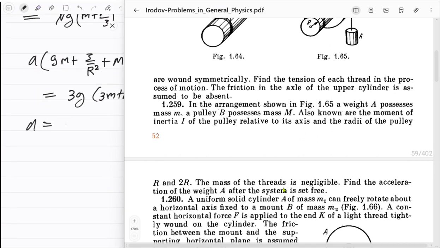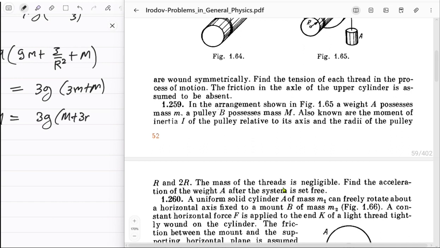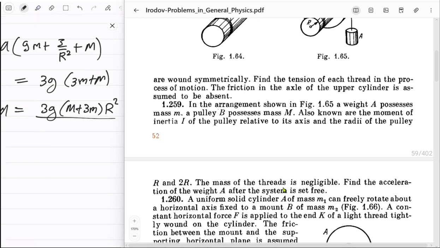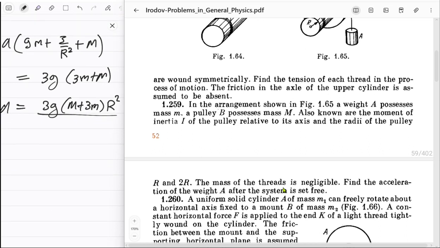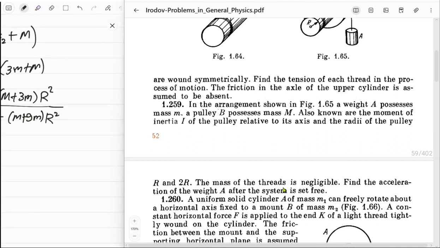So acceleration is just equal to 3g times capital M plus 3 small m times R squared, upon, am I going correct? I'm of course going correct. What could go wrong? Upon, so R squared and everything, divide by that: I plus M plus 9m times R squared. Awesome, there we go. Next question.